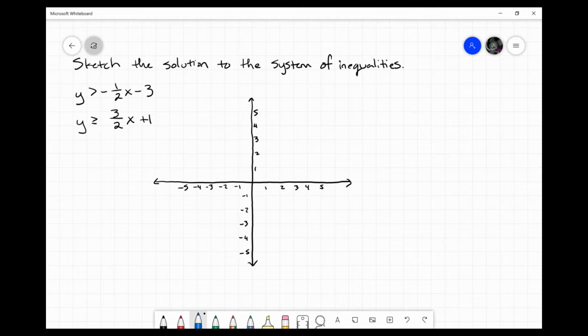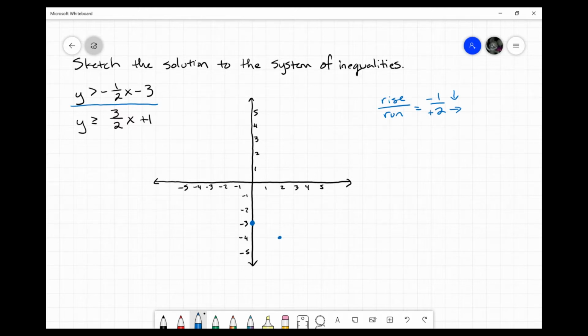We're now going to sketch the solution to the system of inequalities. Starting with the first inequality, I'm going to plot our y-intercept, which is -3, and then I see the slope is a -1/2. I'm going to be going down 1 for every right 2 that I go, and I will plot some points.